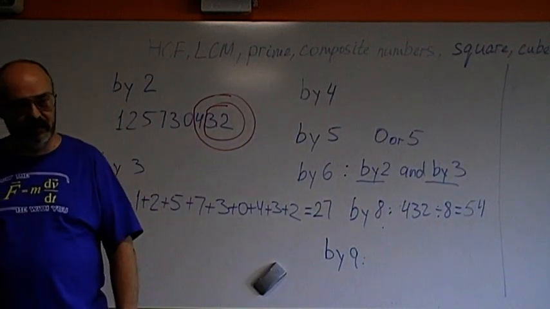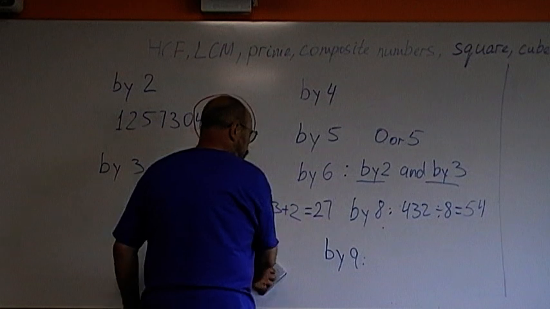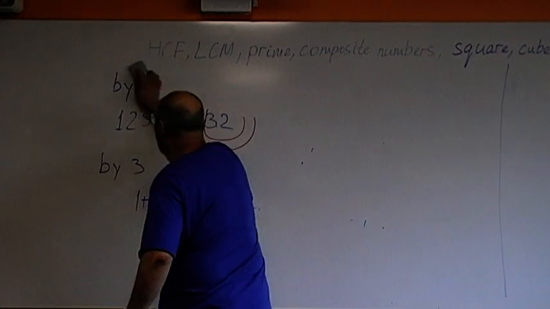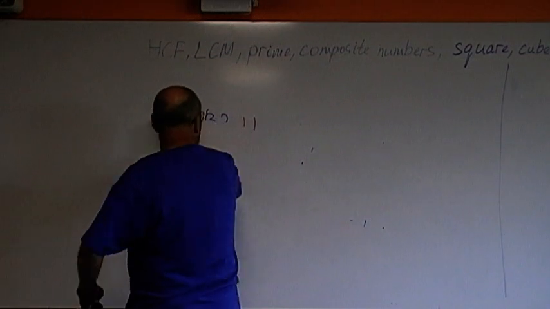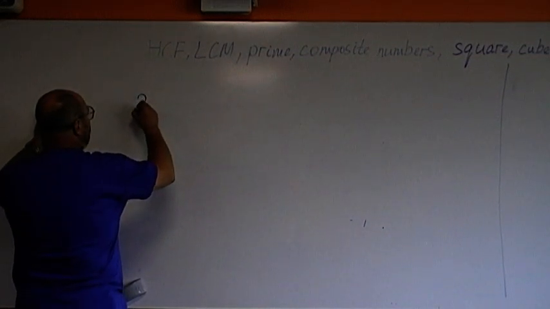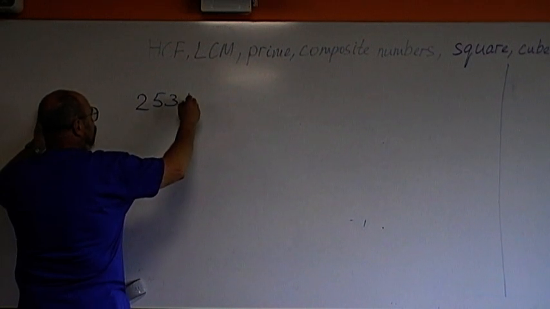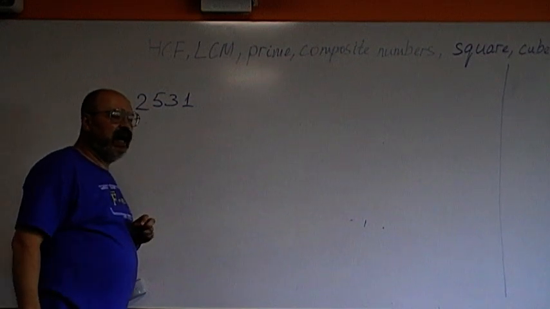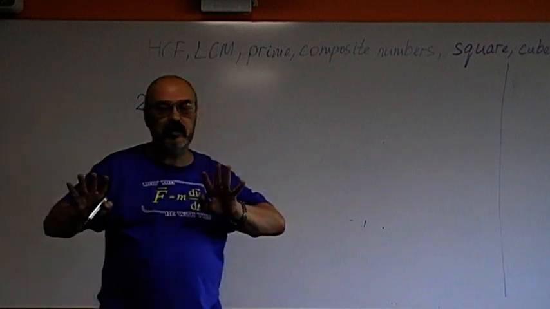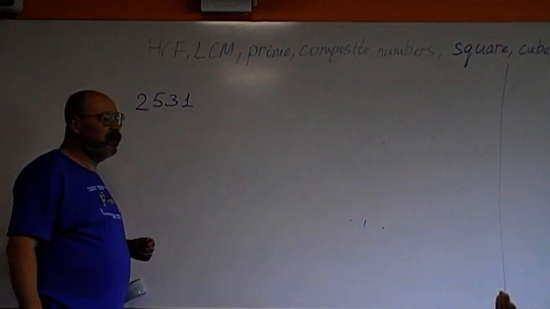Divisibility by 7. It's very complicated, and it's not included in any books, because it's much more complex than all those, but I'll give you an example. Let's say the number 2531. How can we decide if it's divisible by 7? This rule you don't need to know, but I thought it might be interesting.